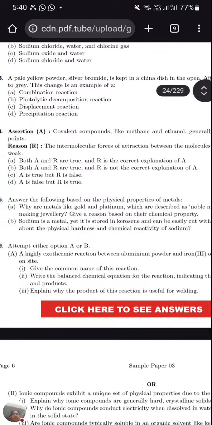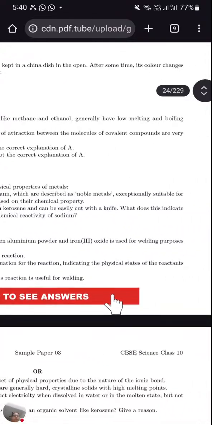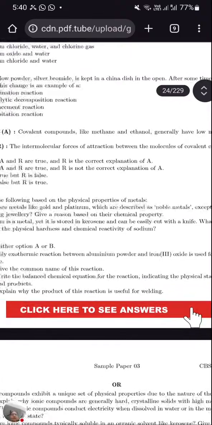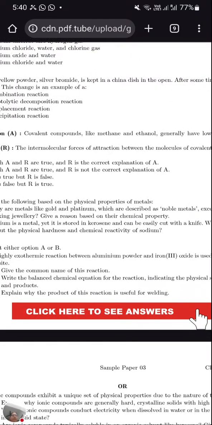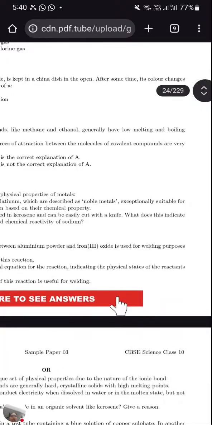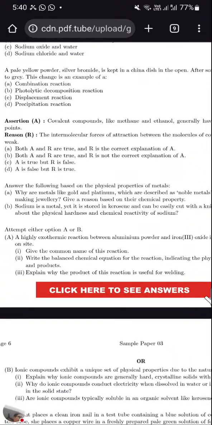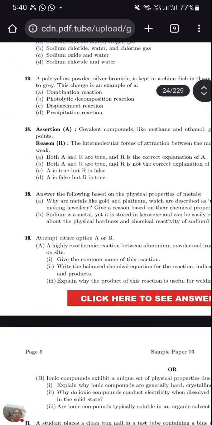Okay, here assertion: covalent compounds like methane and ethanol generally have low melting and boiling points. Why is the melting and boiling point low? Because they are made up of weak covalent bonds, and the intermolecular force of attraction between the molecules of the covalent compounds is very weak. Assertion and reason both are true, and it's the correct explanation. So option number A. So here we completed the MCQs. 24th is A. Very good.